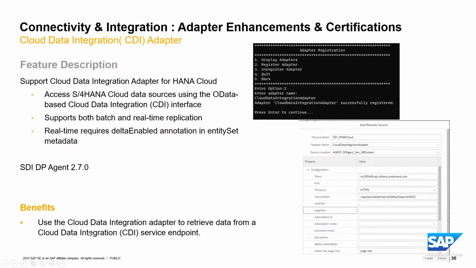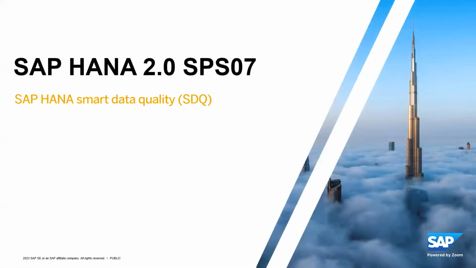The benefit is that you can now use the CDI adapter to retrieve data from CDI endpoints for any cloud sources that support the CDI interface. It is supported with S4 HANA, BW for HANA, and SAP DataSphere, and now we are also supporting HANA Cloud. With this, all the enhancements for SDI are completed. These are some major enhancements, and we also fixed many known issues, which you can see in the release note on the known issues fixed in 2.7.0.